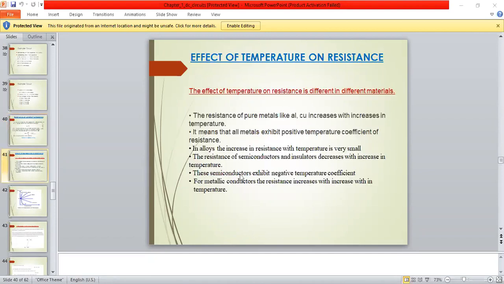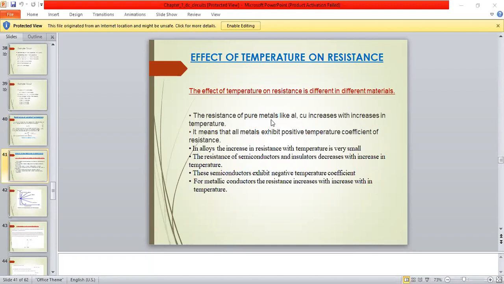Okay. Now the effect of temperature on resistance. The next topic is variation of resistance with temperature. How the resistance varies with temperature for different types of materials. ठीक है, हमारे पास अलग अलग तरह के materials हैं. Like there are metals, there are non-metals, there are alloys, there are insulators, semiconductors. So there are different types of materials. So how they behave with the change in temperature. So I'm just reading the first point.